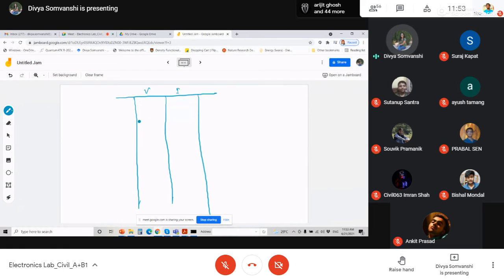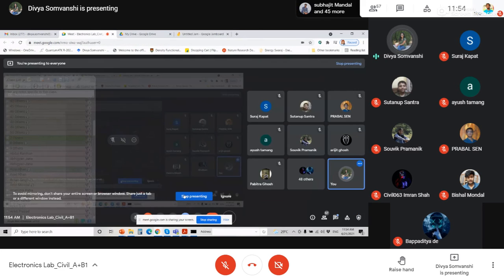We have to note down these values, right? Suppose at 0, then 0.5 volt, some current is coming. This should be in volt, and it is in reverse bias. The current should be in microampere, right? So you will get some values, and based on those values you can plot that data. So now I will show you the video of that.